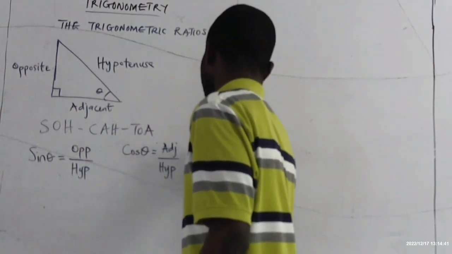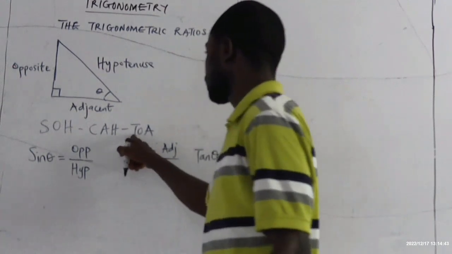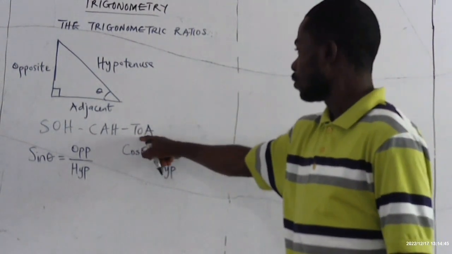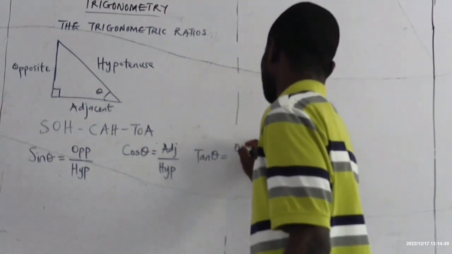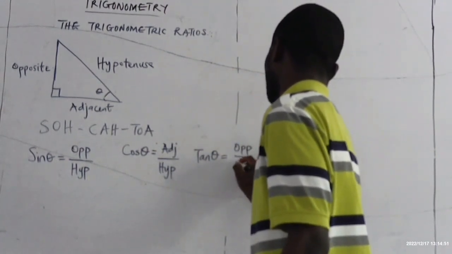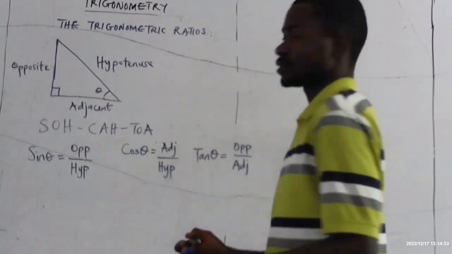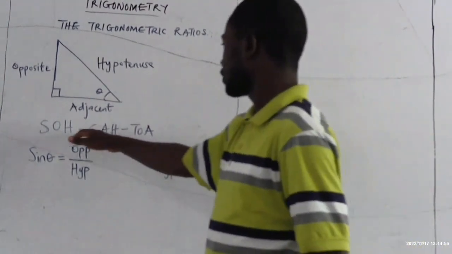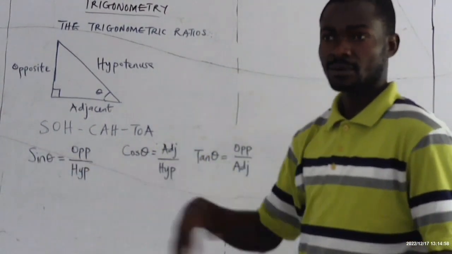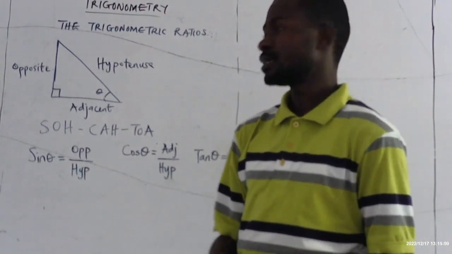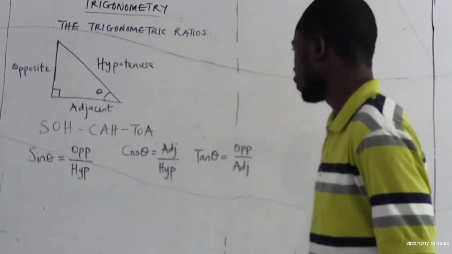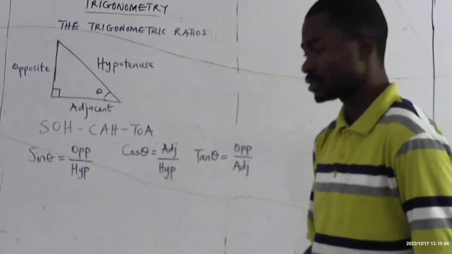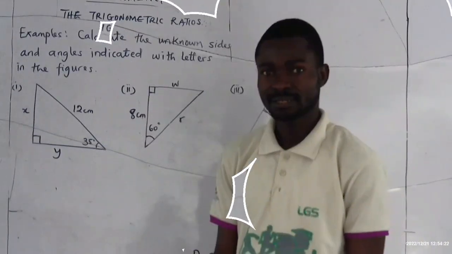Also, tan theta, the T is for the tan, O and A. So that would be what? The ratio of opposite over adjacent. So this SOHCAHTOA is just a mnemonic device that will help you remember the trig ratios. It's just a mnemonic device. So we'll look at how to use these things to solve problems, okay?